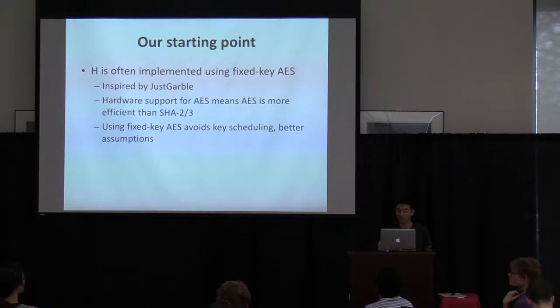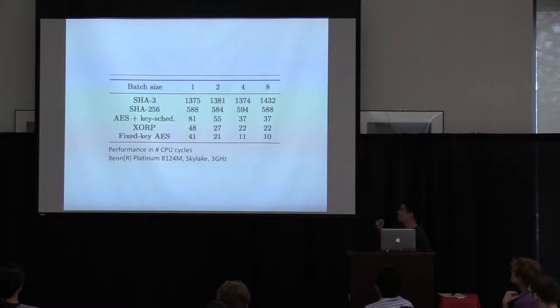It's not very easy to convince everybody without showing the numbers. So let me first show some numbers on some existing building blocks and their performance. So over here, we have the performance for different hash functions: AES with the key scheduling, fixed key AES, and XRP. XRP is a recent work that shows that if you have two random permutations and you XOR them, that's a random oracle of the same size. All the numbers are shown, and this XRP is instantiated using two fixed key AES.